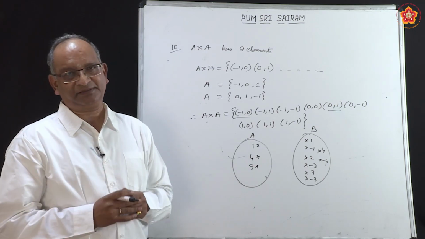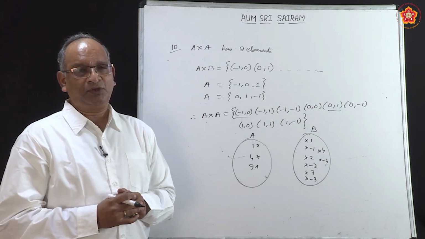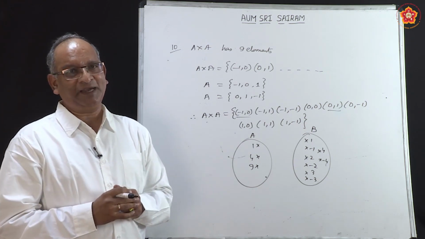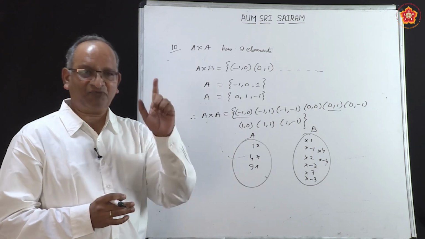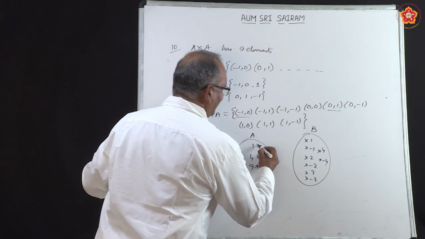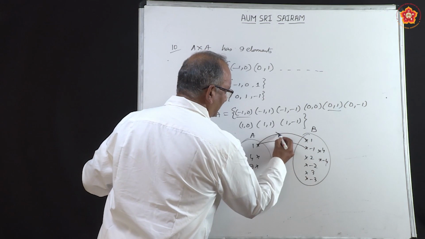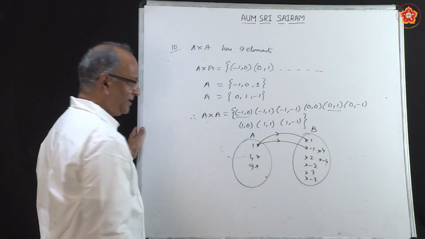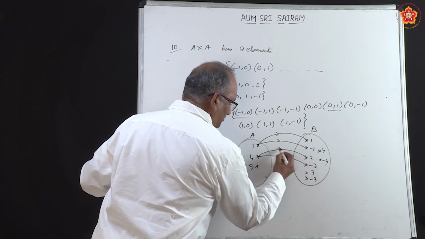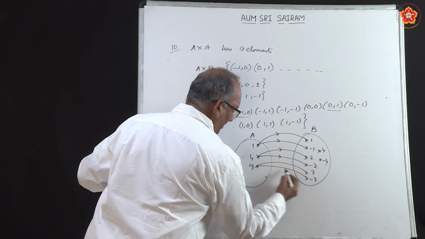You can make pairs, but you have to define the relation. Let us say we define "is a square of". What is the relation? "Is a square of" means the first element is a square of the second element. So, we can say that 1 is the square of 1 and 1 is also the square of minus 1. Similarly, 4 is the square of 2, and 4 is also the square of minus 2. 9 is the square of 3, and 9 is also the square of minus 3.